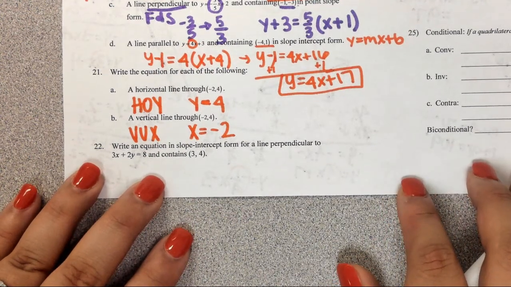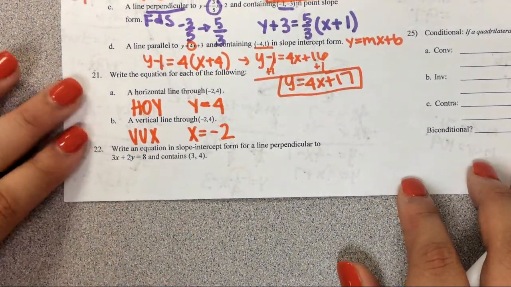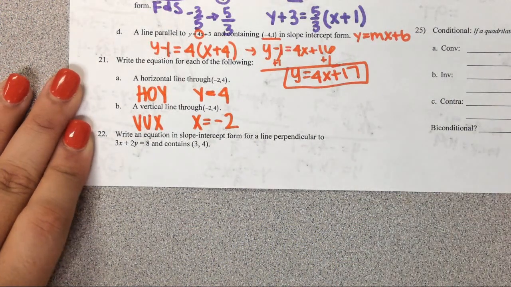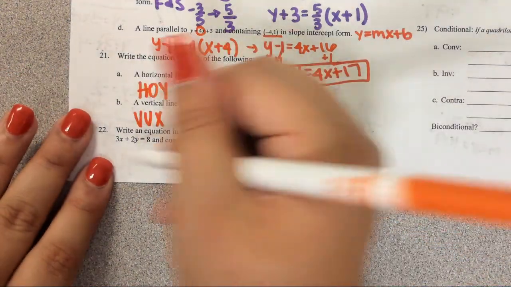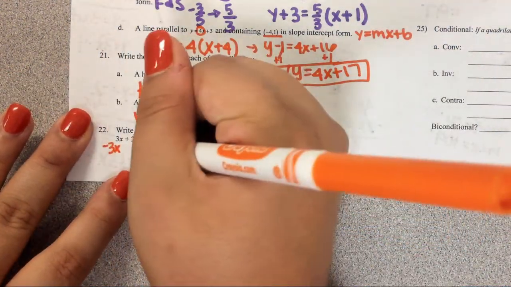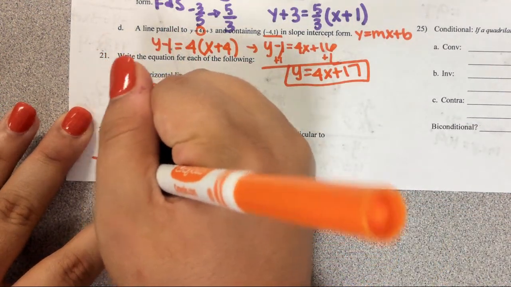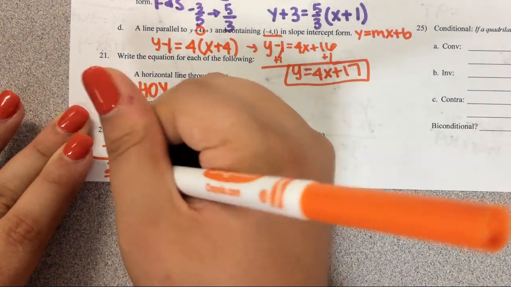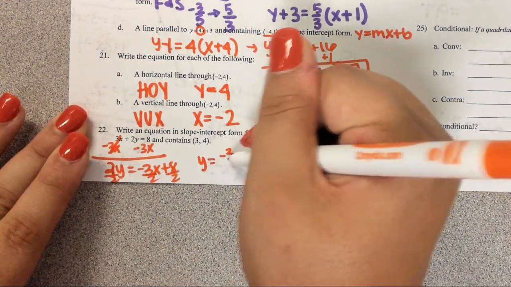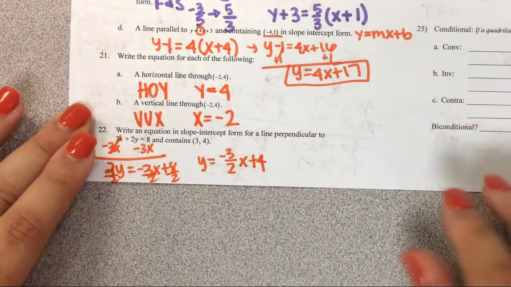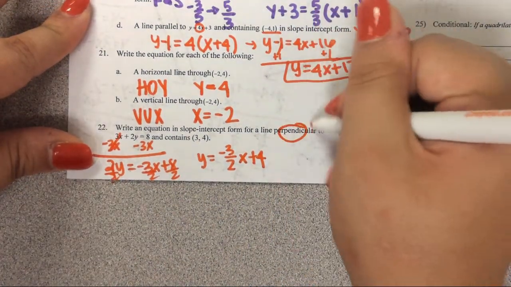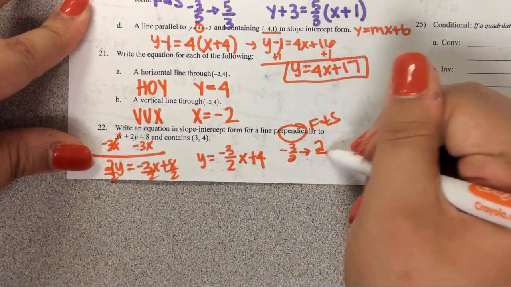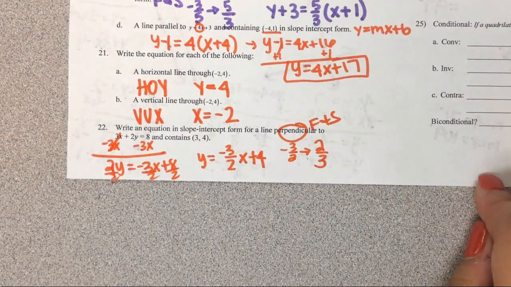Write an equation in slope-intercept form for a line perpendicular to this and containing this point. Alright, so I need to solve for y just to find the slope first. This was just like it was on our quiz. And then if I divide by 2, I get y equals negative 3/2 x plus 4. Well, perpendicular, remember we said, is flip and switch. So if I'm at negative 3/2, to flip and switch, it's going to be positive 2/3.